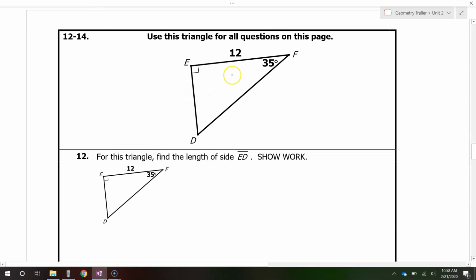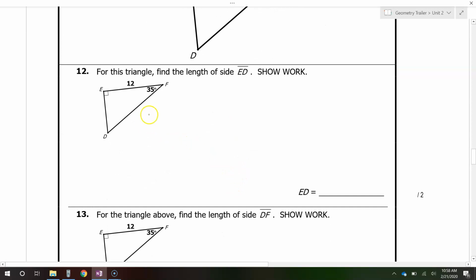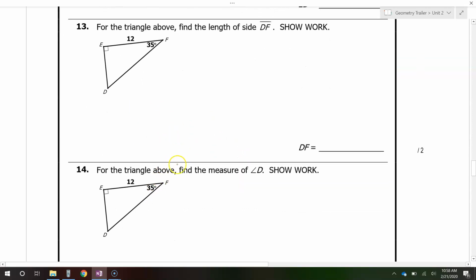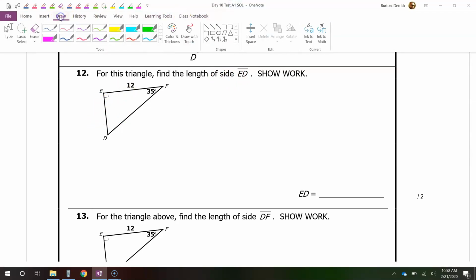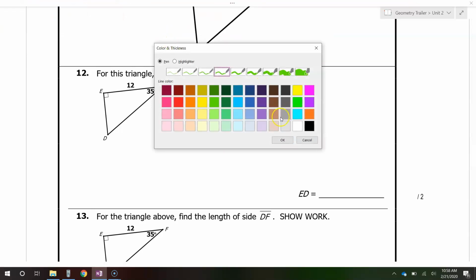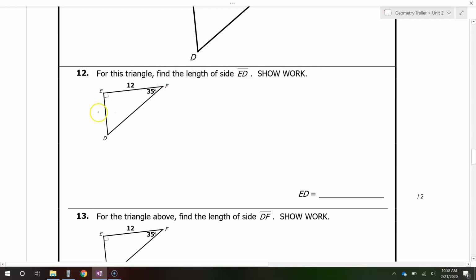All right, so we're going to use this picture for multiple problems. So we don't have to mark on this picture up here because they've recopied the picture for us 3 times. So we'll use these. So, okay, we need to find the length of side ED. If they want us to find the length of a certain side, we'll put an X there. Okay, so we'll put an X.